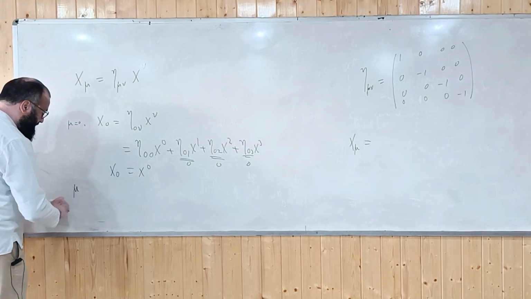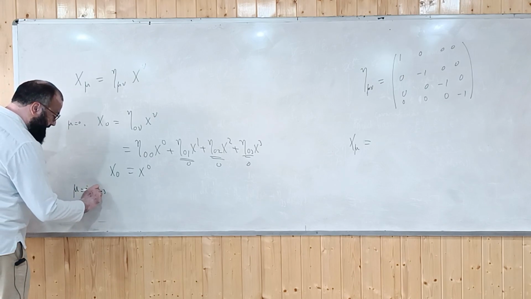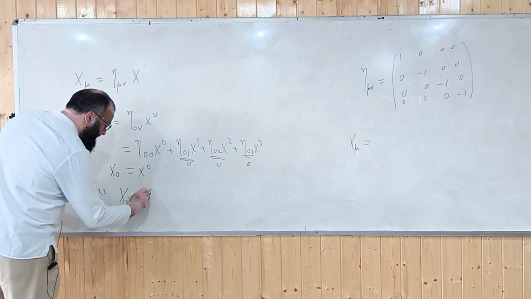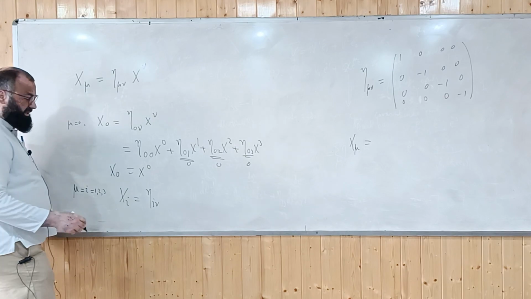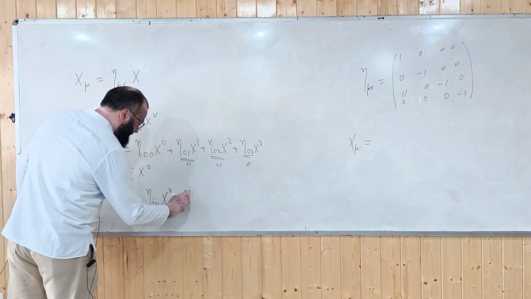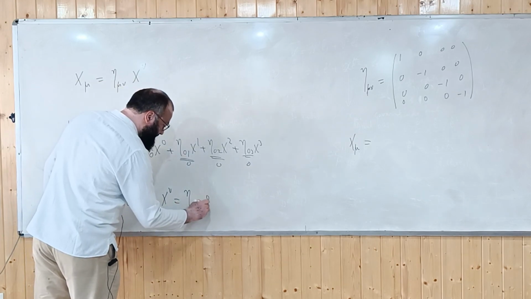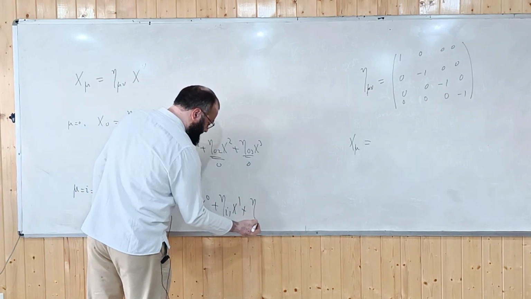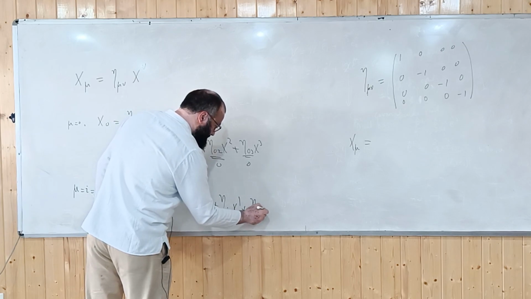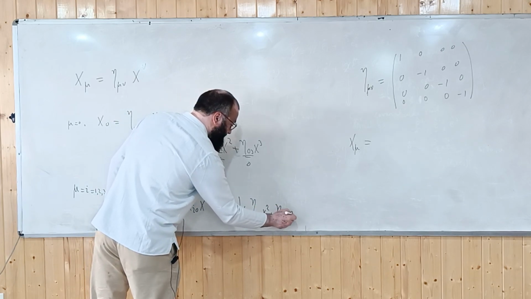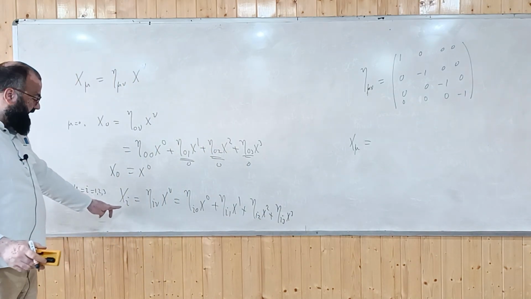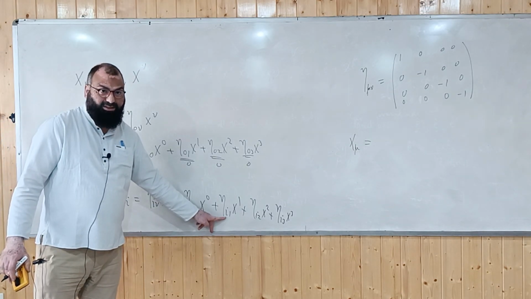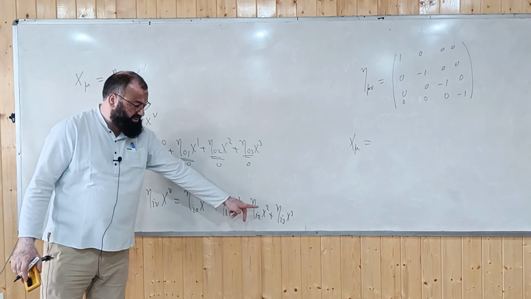So let me write mu is equal to i, so that's 1, 2, 3. So I will write xi as eta i nu x nu, with i fixed. So I can write it as eta i0 x0 plus eta i1 x1 plus eta i2 x2 plus eta i3 x3. Let me write this in a detailed fashion. If I take i equal to 1, so eta 10 is 0, eta 11 is minus 1, eta 12 is 0, and eta 13 is 0.